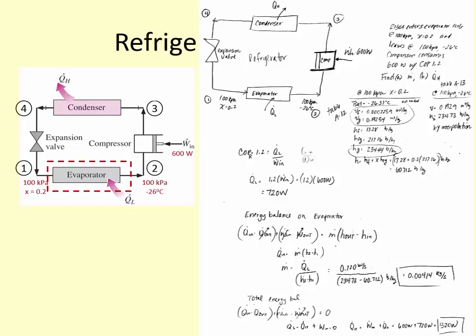Okay, and then part B, the rate of heat rejected to the kitchen air, Q dot H, is equal to this work dot in plus Q dot L. So we get that's 1320 watts. So you can see how with these heat pumps, refrigerators, and heat engines, there are 5 different possible control volumes that we could select. So the evaporator, the expansion valve, condenser, and the compressor individually, or we can look at the whole system as a whole.